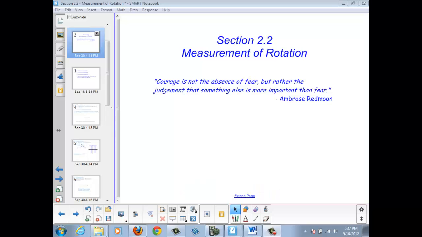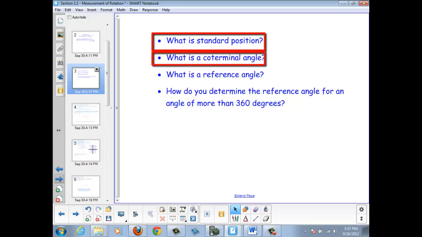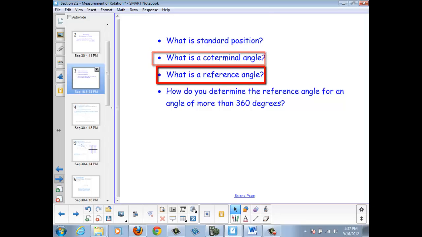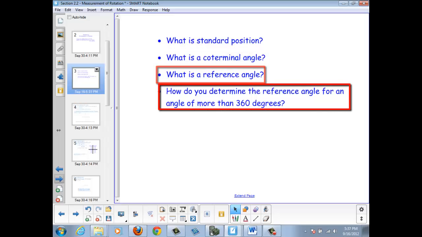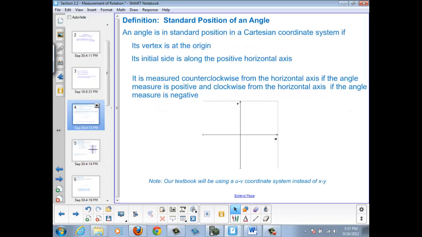Welcome to section 2.2, measurement of rotation. In this section, we're going to be looking at three main topics. What is the standard position of an angle? What is a coterminal angle? And what is a reference angle? And then we'll look at an example of how to determine the reference angle for an angle of more than 360 degrees. Let's start with standard position.